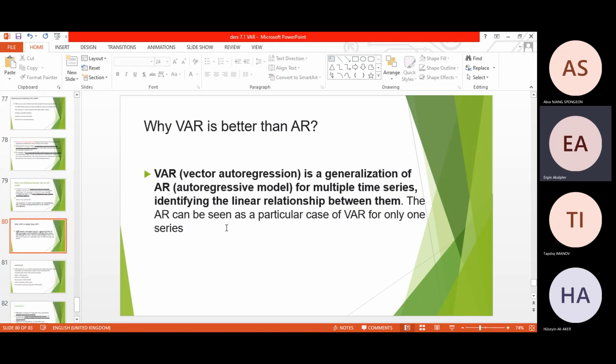And why is VAR better than autoregressive? VAR, the so-called vector autoregression, is a generalization of the autoregressive model for multiple time series, identifying the linear relation between the variables. The autoregressive model can be seen as a particular case of the VAR for only one series.